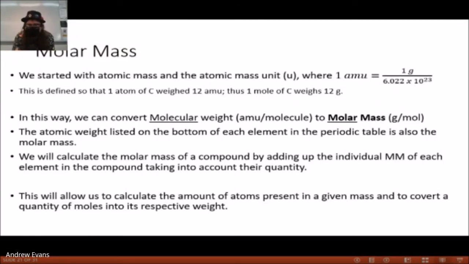These will allow us to calculate the amount of atoms present in a given mass and convert a quantity of moles to its respective weight pretty easily. So all you have to do is be able to find the element on the periodic table and add up all the individual elements one by one by one. Shouldn't be hard, but we got to be able to do it.